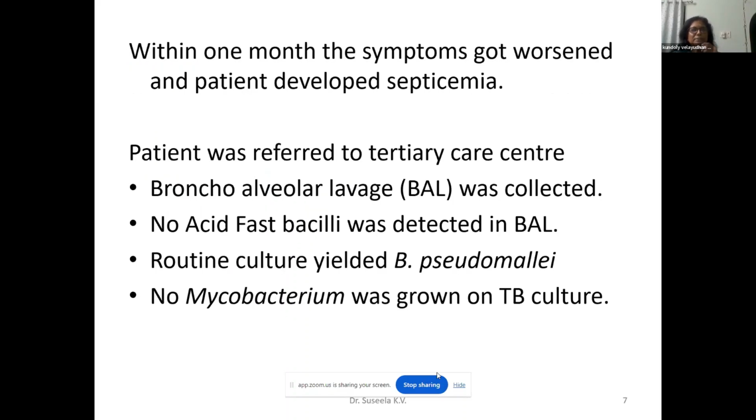Within 1 month of taking these drugs, the patient developed septicemia, and the other symptoms, the cough and fever, also got worse. The patient was referred to a tertiary care center. I am stressing this because all this occurred in a peripheral hospital. In that center, bronchoalveolar lavage (BAL) was collected, and the sample was evaluated for tuberculosis, the presence of acid fast bacilli, and culture. Nothing suggested TB, and the routine culture yielded Burkholderia pseudomallei.